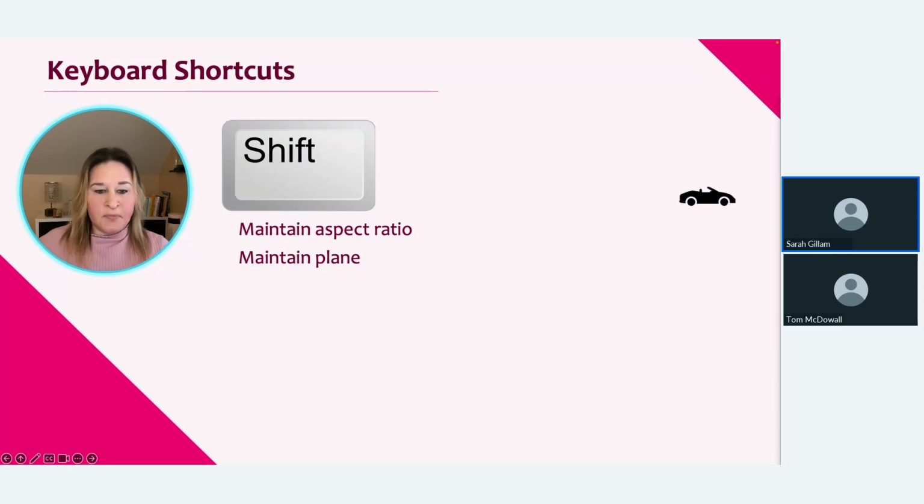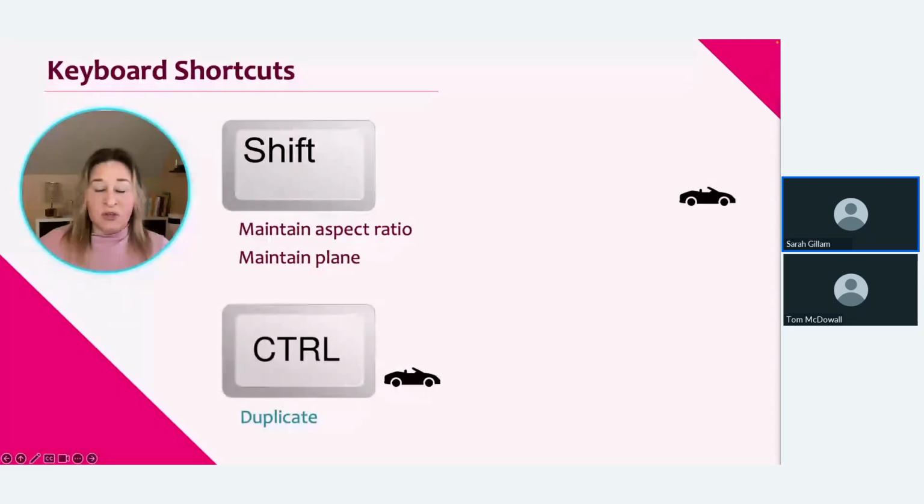Another one is using the control key. If you hold down the control key and move an object on your slide, it will duplicate it. And you can even combine these two, the shift and control. So if I hold down shift and control, click on this car and drag it over, it will duplicate it and keep it on that same horizontal plane. This is one that I think only works in Windows, so I apologize if it doesn't work on your Mac.